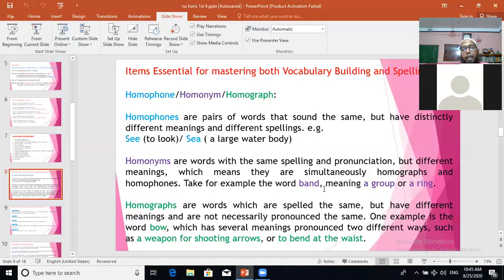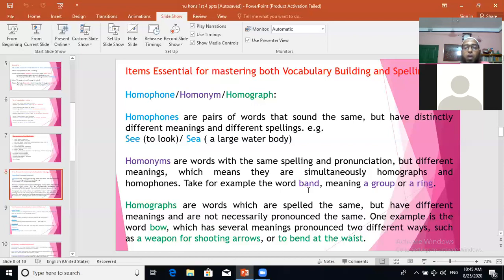Take, for example, the word band. You know the word band? What is the meaning of band? Band means a group, sometimes a music band. Band is a group. And band is another one, meaning a ring. The girls use a band to tie their hair. So the word is the same, but it has different meanings.